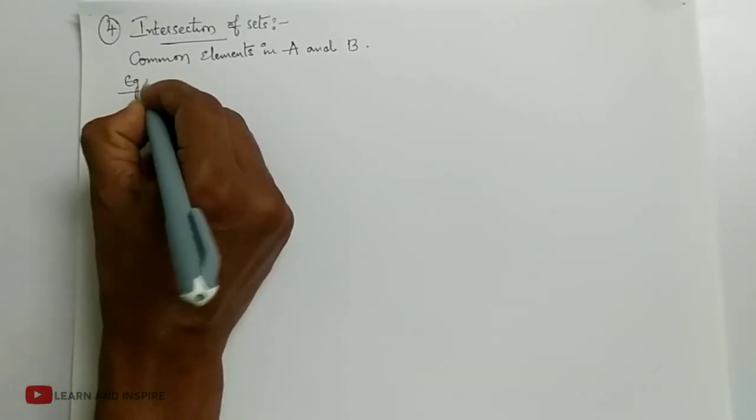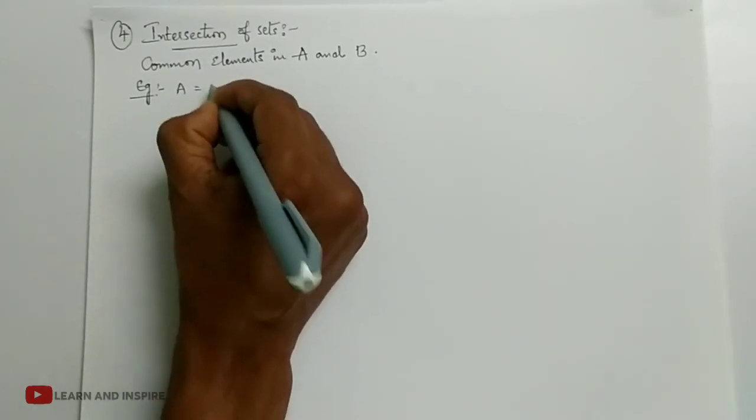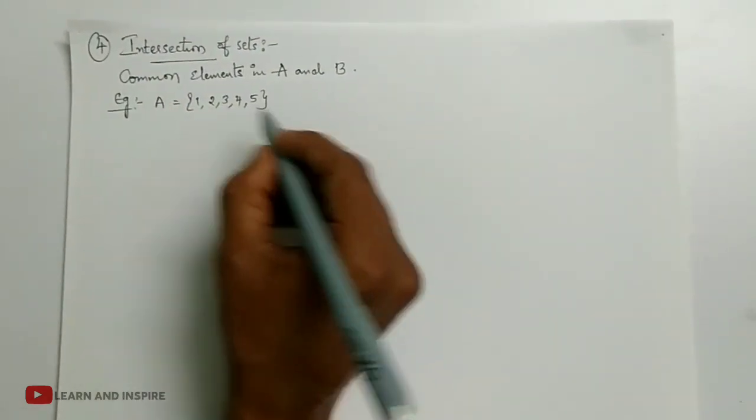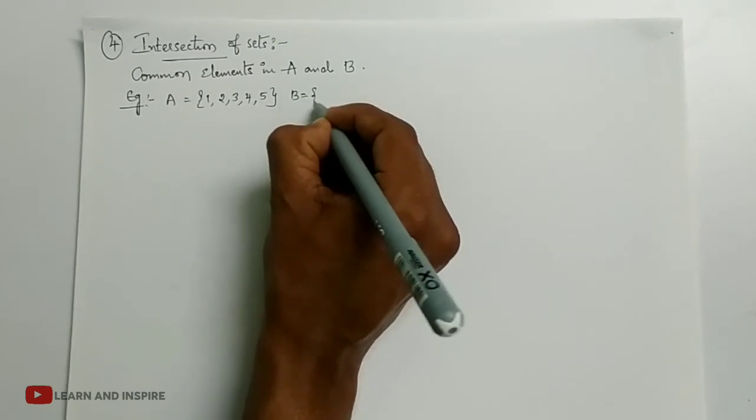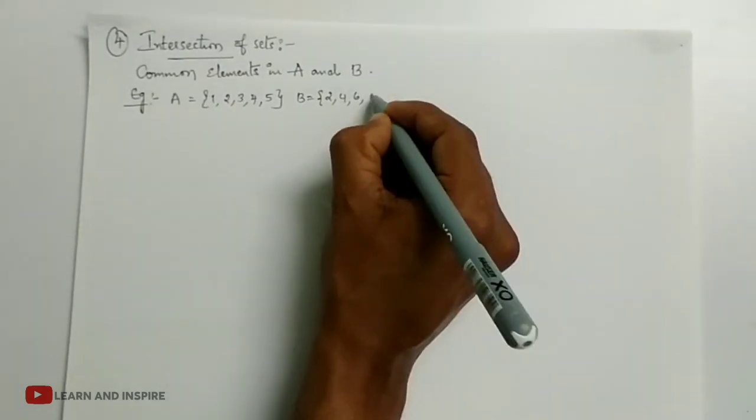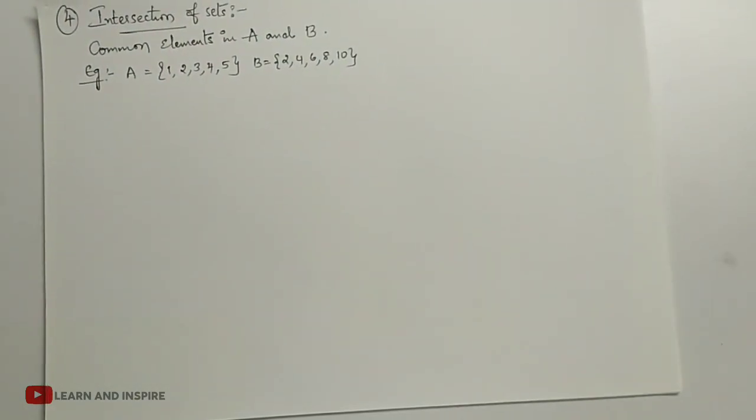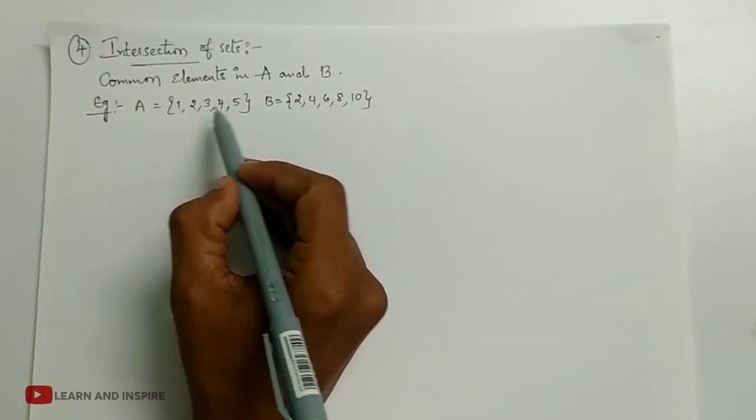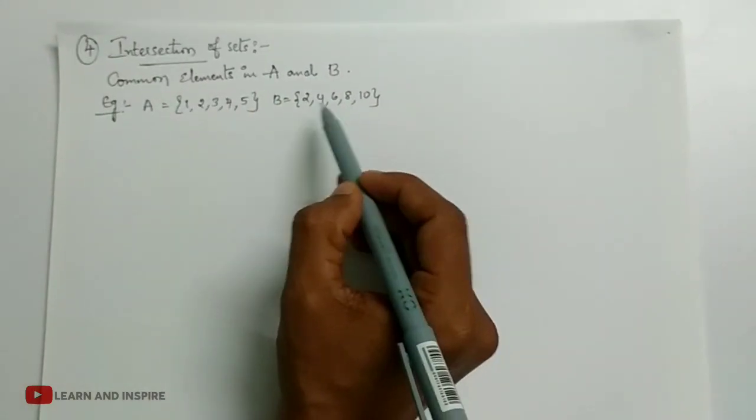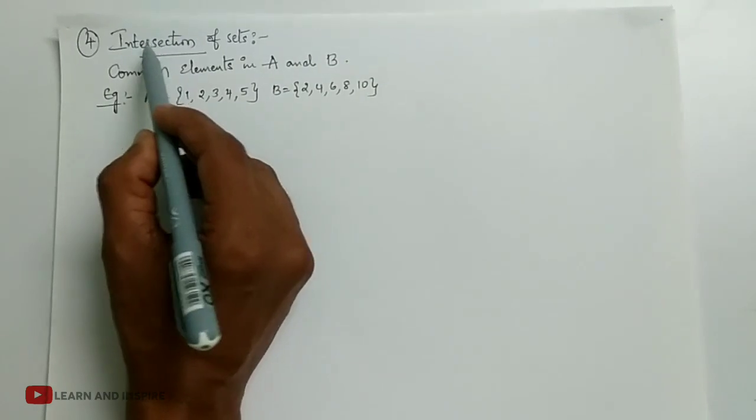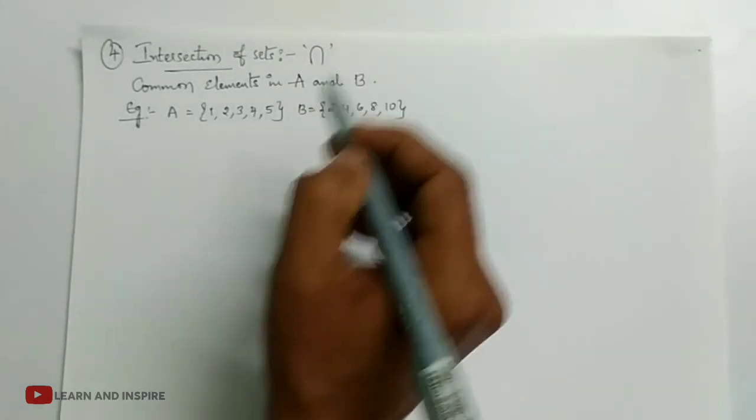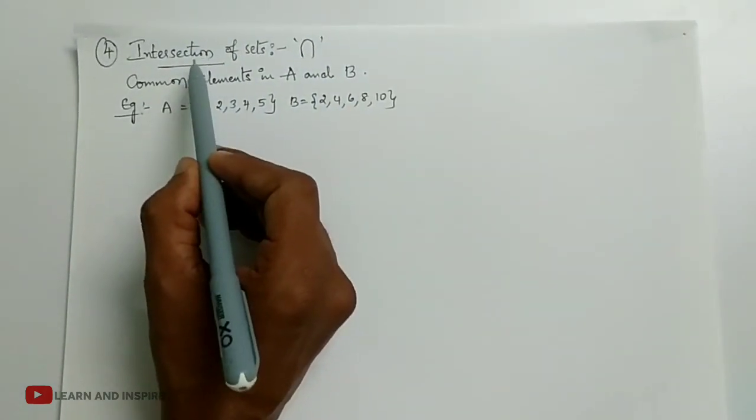So we take one example. Set A is equal to 1, 2, 3, 4, 5. So these are the elements from set A, and set B is equal to 2, 4, 6, 8, 10. So these are the elements from set B. Now what are the common elements in set A and set B? 2 and 4 are the elements in set A and 2 and 4 are the elements in set B. Okay, and the symbol we use to represent intersection of sets is reverse U. Okay, reverse U is used to represent intersection of sets.